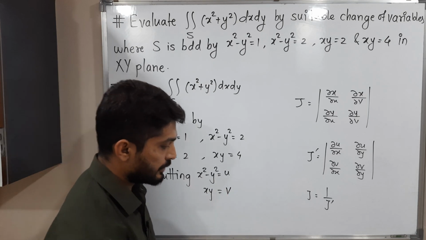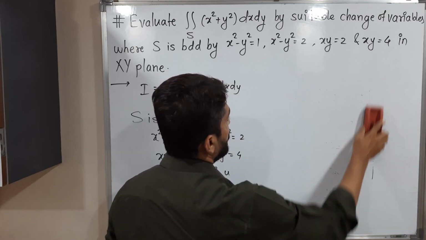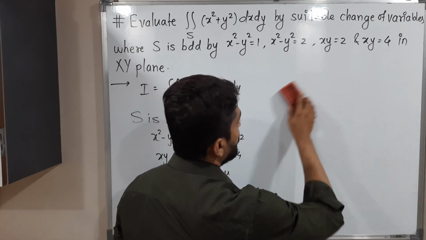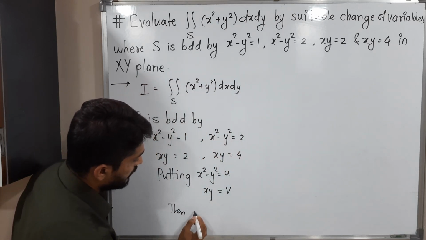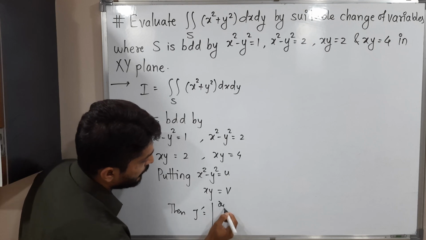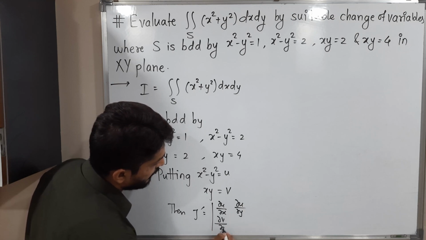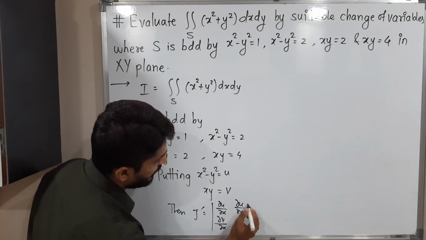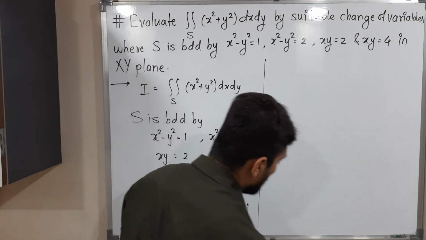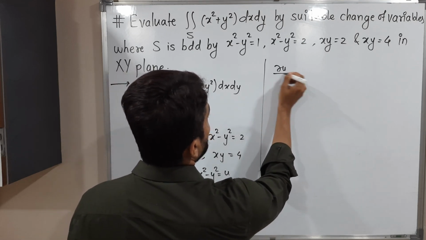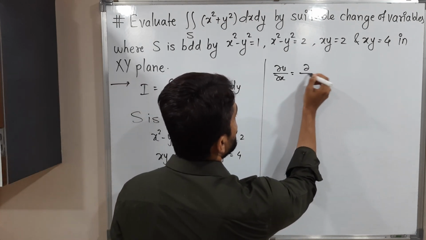So let us calculate J dash. Let me remove this one and let us start. Okay, that's it. See, then let me write the formula. J dash is equal to the determinant of del u by del x, del u by del y, del v by del x, del v by del y. So let us do some rough work to find all these partial derivatives. So we can solve directly also. So let us find the derivative of u with respect to x. So where is my u? This one. It's a derivative with respect to x.